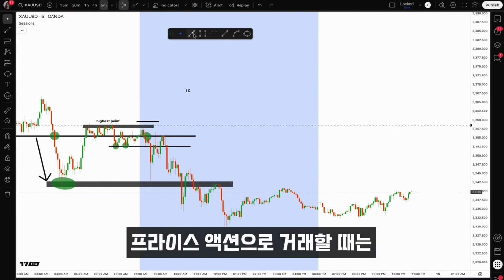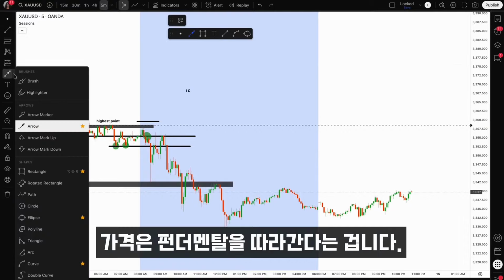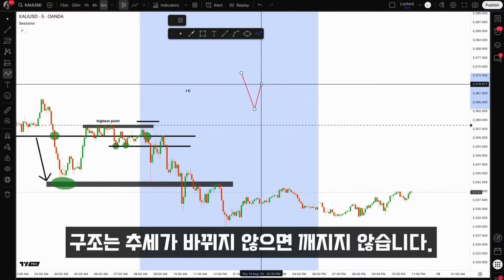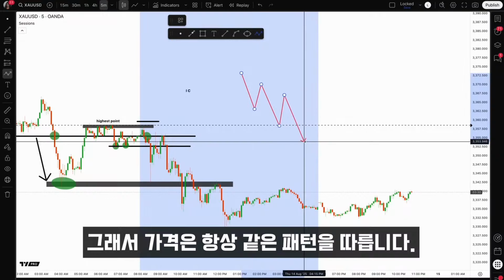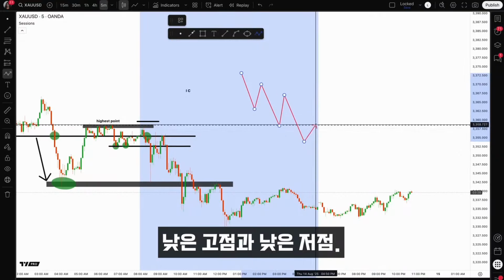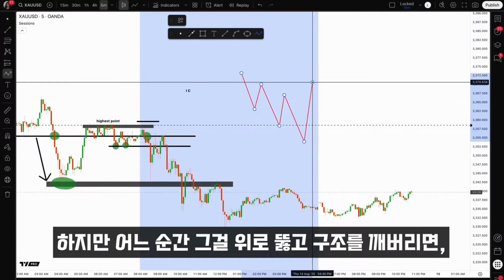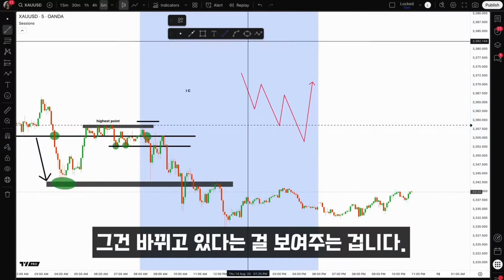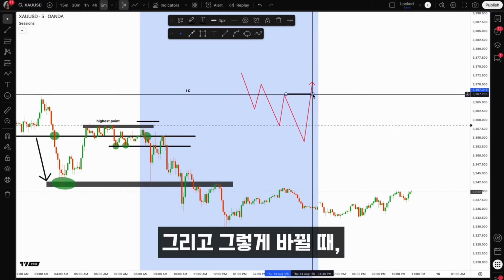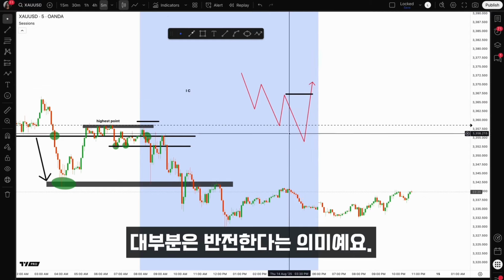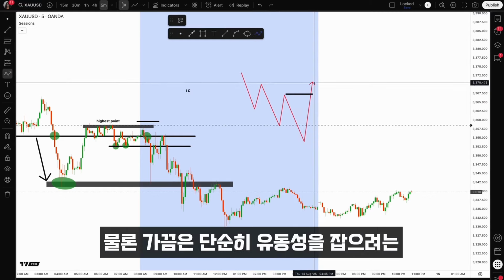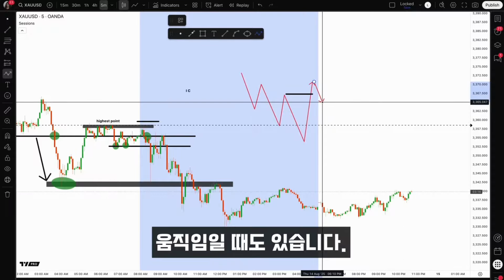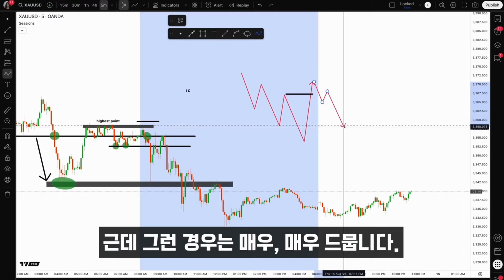Whenever you're trading price action, you want to remember that price is always going to follow the fundamentals. It's not going to break structure unless the trend is changing. So price is always going to follow the same lower highs and lower lows, but the moment it breaks above and breaks structure, this is showing you that it's changing, and when it's changing, that most likely means it's reversing. Now the chances of price just grabbing liquidity and then building back down, they are there, but they're very, very slim.